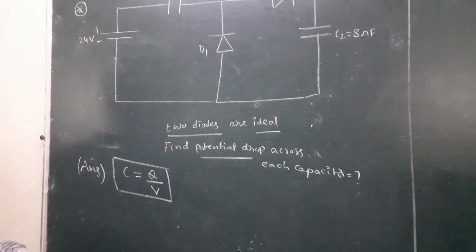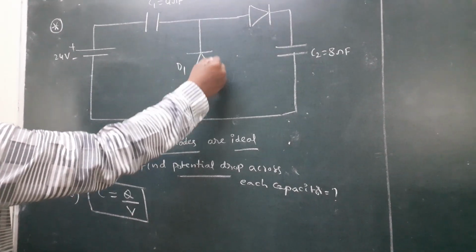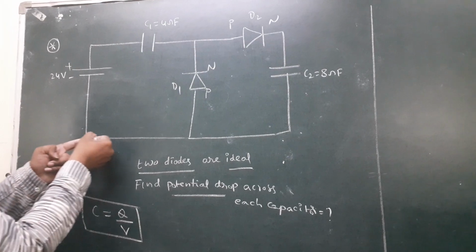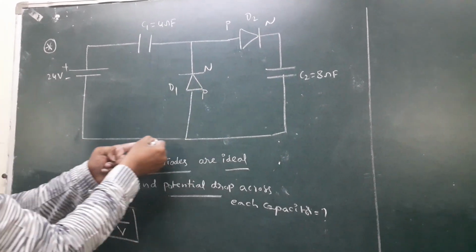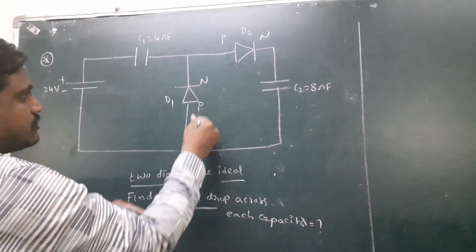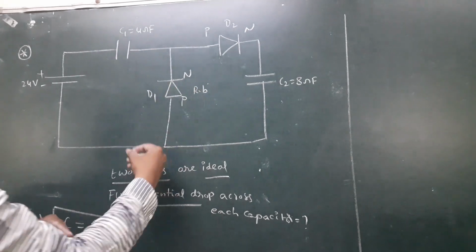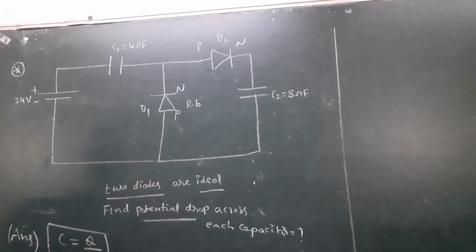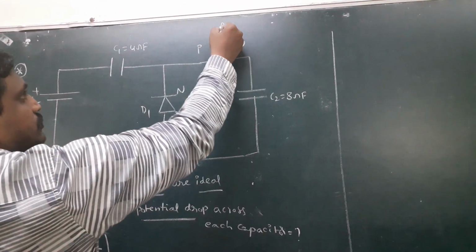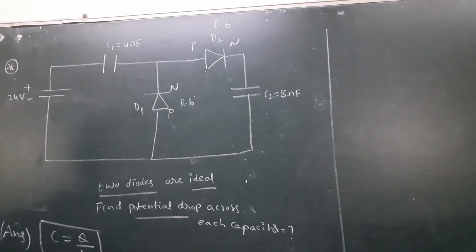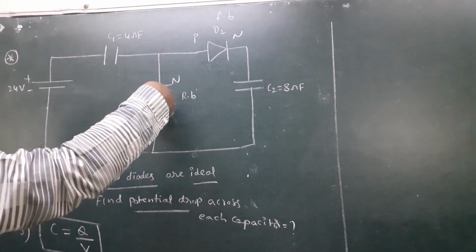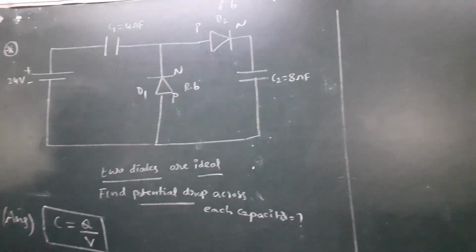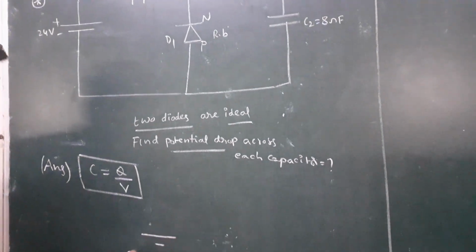Diodes, we will check the combination. This is the P, this is the N, P, N. Look here. This negative is connected to the P. That means this is reverse bias. This is what bias? Reverse bias. Here P is connected to positive. That means this is forward bias. So this diode does not allow the current, so it can be removed. I will draw the same diagram again.